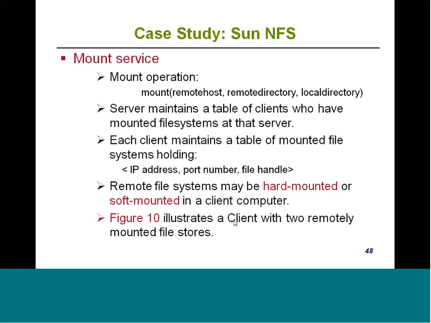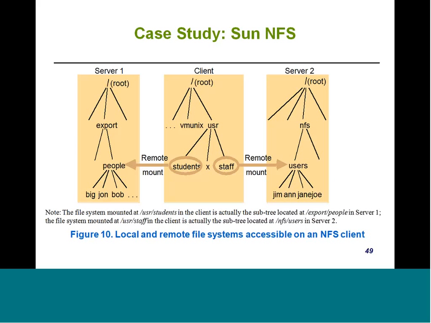Here is another example showing two remotely mounted file systems. In the server there is a directory called people, which contains Big, John, and Bob. On the client side there is a directory called users, which has students, which are remotely mounted on people, and there is also another directory called staff, which is remotely mounted on staff in users in server 2.